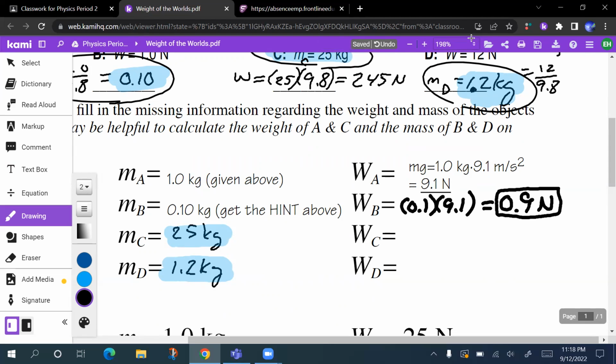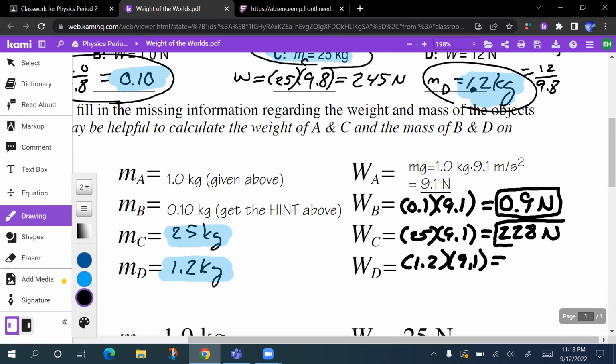Okay, for weight C, we're going to go 25 kilograms times 9.1. And for weight D, we're going to go 1.2 kilograms times 9.1. So 25 times 9.1 gives us about 228 newtons. And if we go 1.2 times 9.1, we get about 10.92, or about 11 newtons.